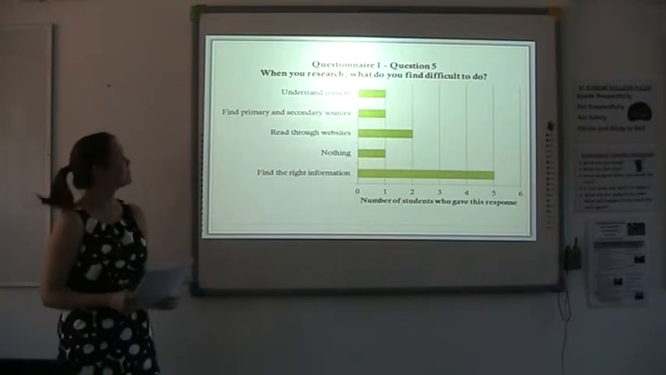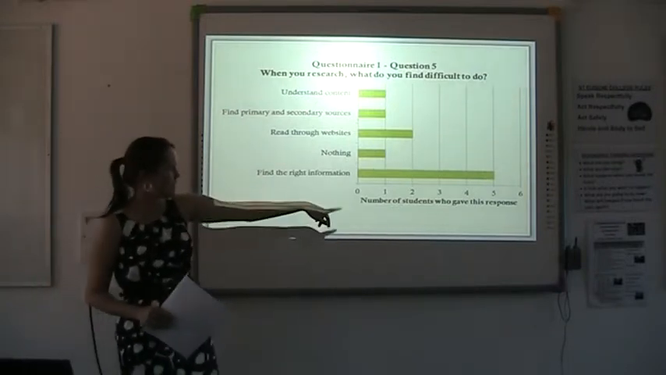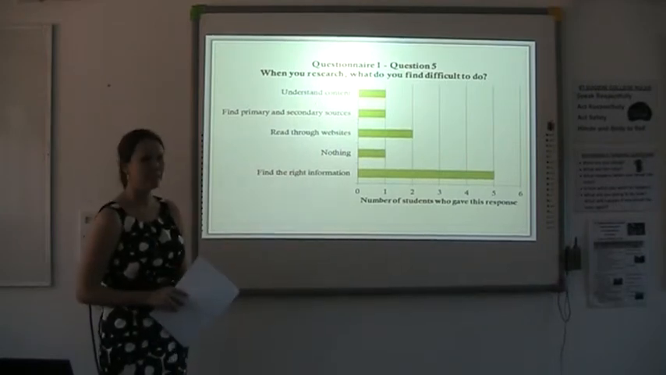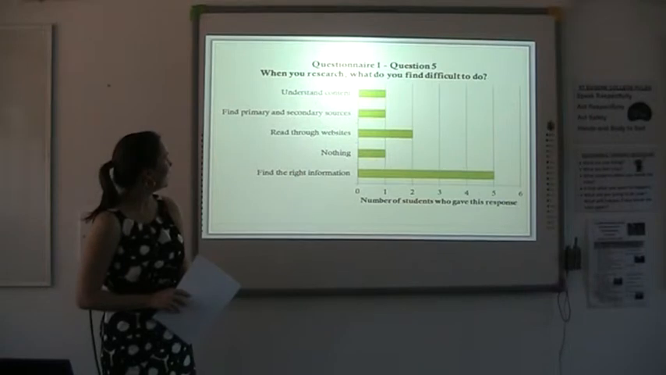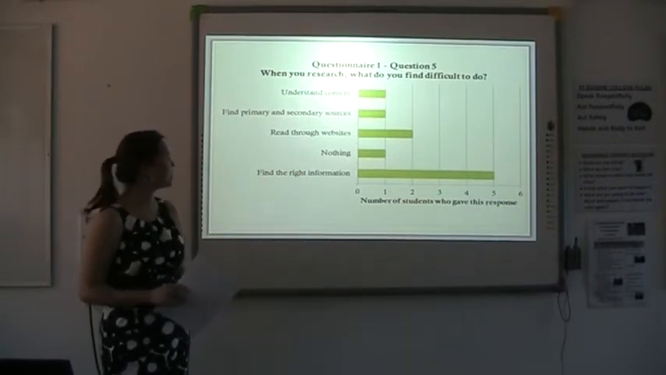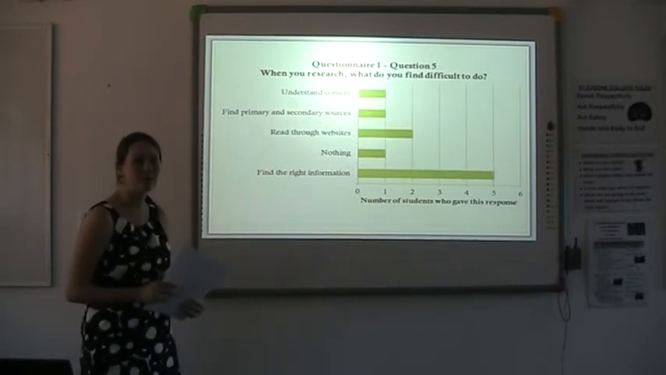The next one was, when you're doing a research task, what do you find difficult to do? And 5 out of the 10 respondents wrote find the right information. So you can see clearly that's something they find difficult to do. Reading through websites, so with a low-level literacy group, comprehension, you only expect that that's going to happen, and understanding content also came up.